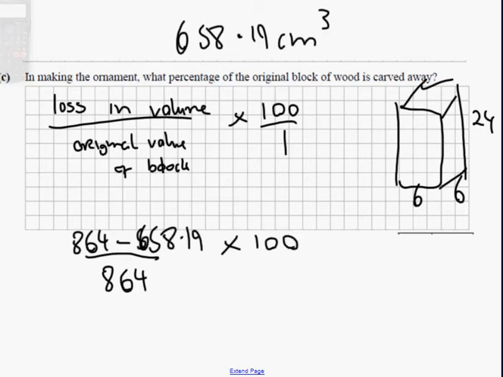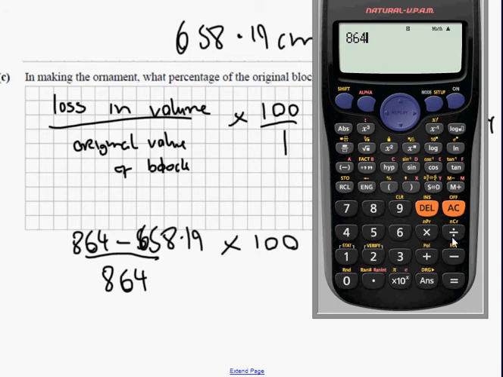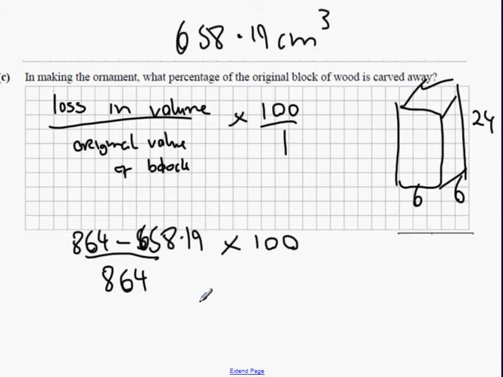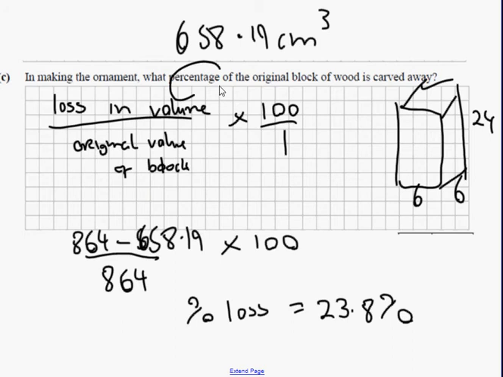So all we got to do is get out the calculator. 864 minus 658.19. That's our loss. And we lost roughly 205 centimeters cubed. We're going to divide that by the original 864, and then we're going to multiply this by 100, and that will give me a loss of, what is it, 23.8%, yeah, because the question says what percentage, so the answer will have to be given in percent. Is that right, lads? Yeah.